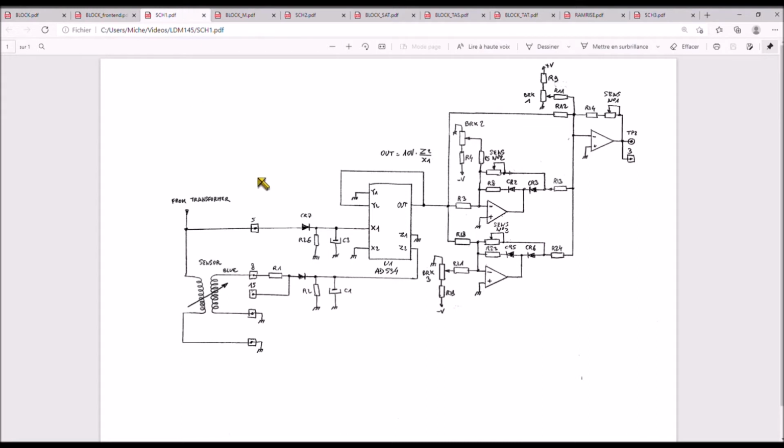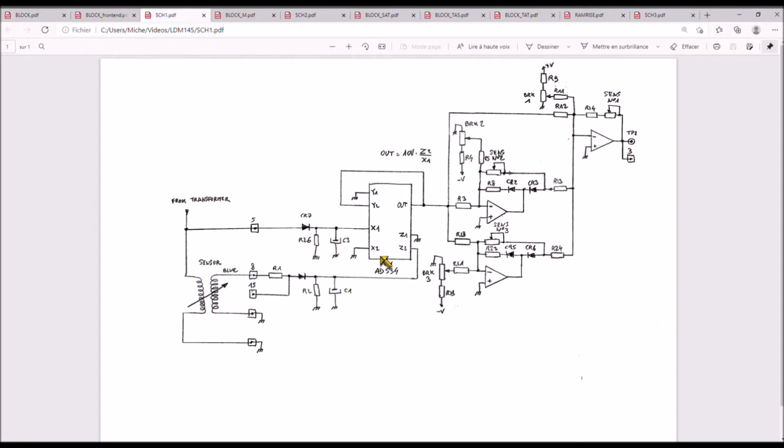The schematic is here. This one is for the airspeed sensor, but it is the same for the altitude sensor. The sensor is here. The sensor is a rotary transformer. The primary is connected to a secondary of the transformer. The secondary is an AC voltage which depends on the pressure. This voltage is rectified using this diode and this capacitor. The primary voltage is also rectified using this diode and this capacitor here.